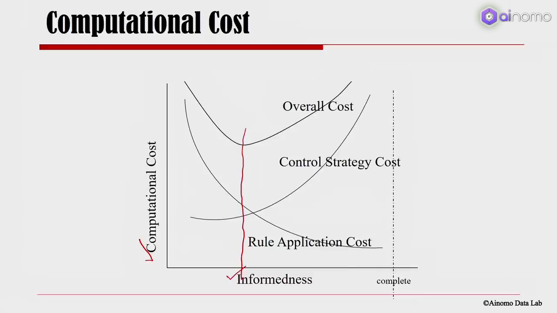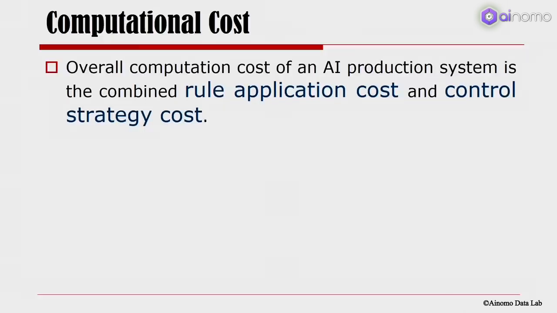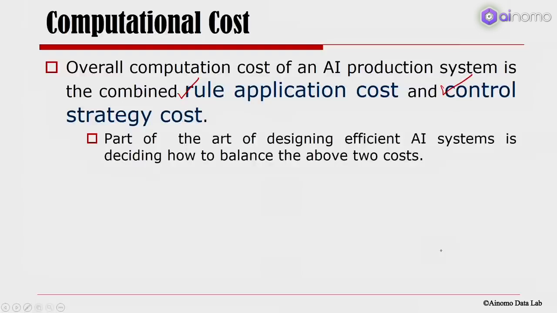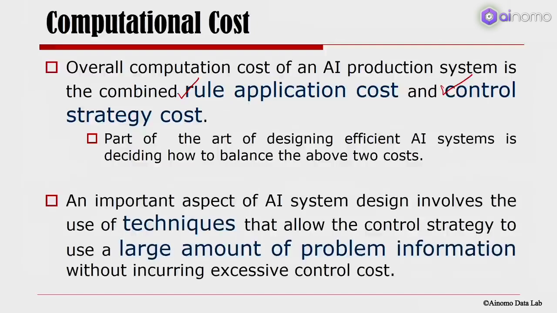So too much information in a production system may also spoil the way the AI system is built. Overall computational cost of an AI production system is therefore the combined cost of the rule application cost and the control strategy cost. Part of the art of designing efficient AI programs is deciding how to balance the above two costs. An important aspect of AI system design therefore involves techniques that could allow the control strategy to use a large amount of problem information without incurring excessive control cost.